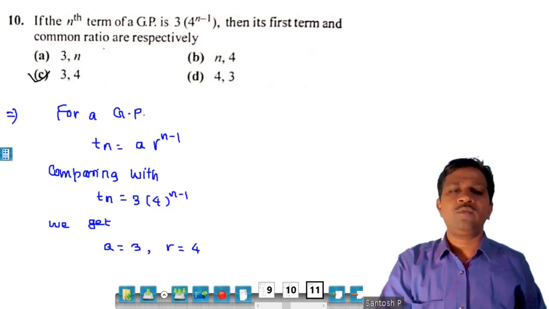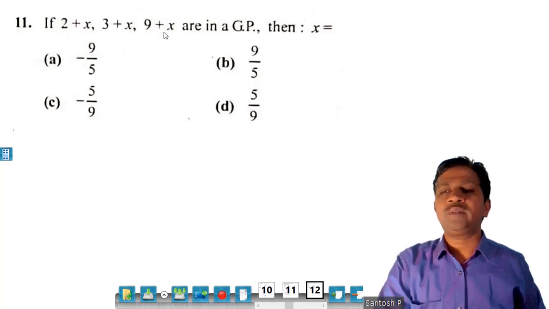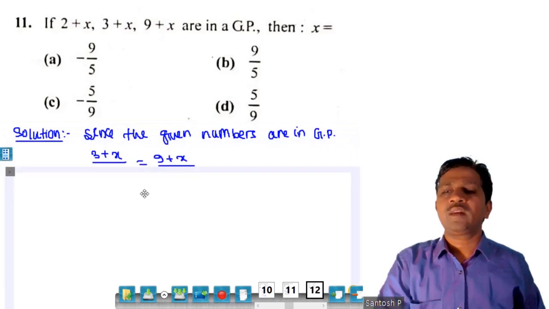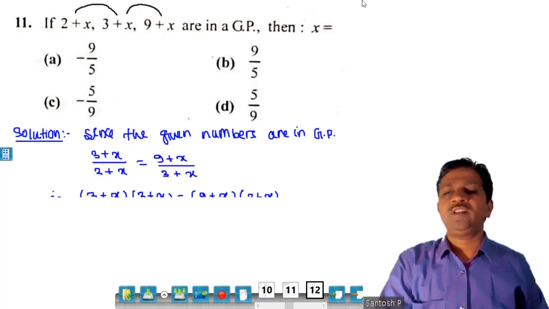Okay, let us move further to the next question. Question number 11. These three terms are given in GP and we have to find x. We know that if the three terms are in GP, or if the numbers are in GP, then the ratio of the consecutive terms is a constant. That is, I can write this 3 plus x upon 2 plus x. The ratio of the second term to the first term is equal to the ratio of the third term to the second term. So here I have written, by rearranging these terms, I will get 3 plus x. Take this 3 plus x from the numerator to the left side and 2 plus x to this side.